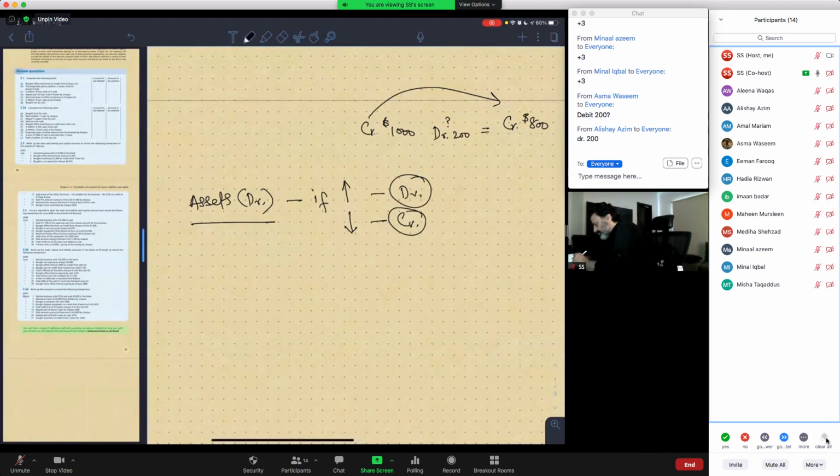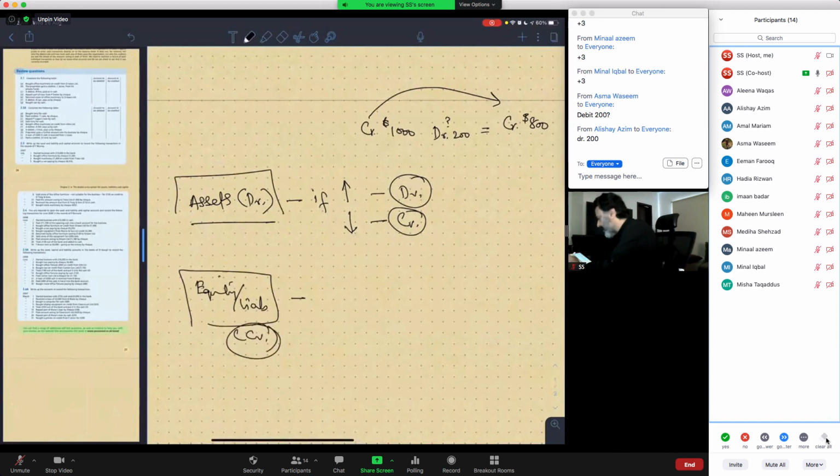Equity and liabilities, they have credit nature to them, right? They have a default credit nature. So that means if a transaction affects them in a way that they go up, that means they will be further credited. And if a transaction affects them adversely, negatively, then they will be debited.